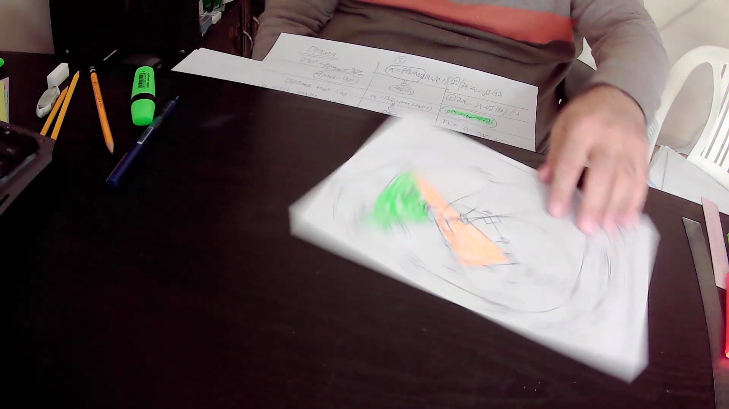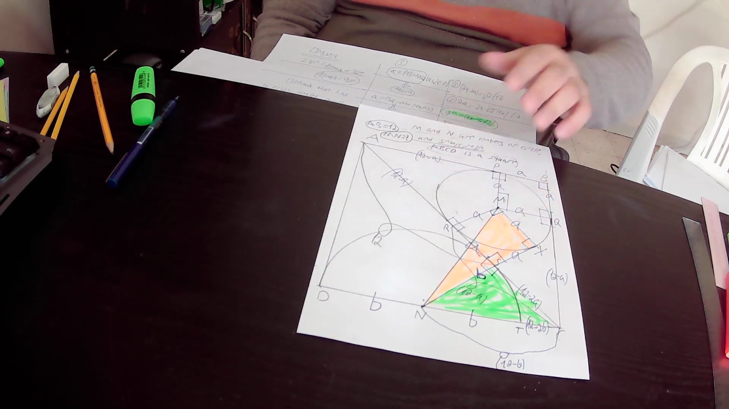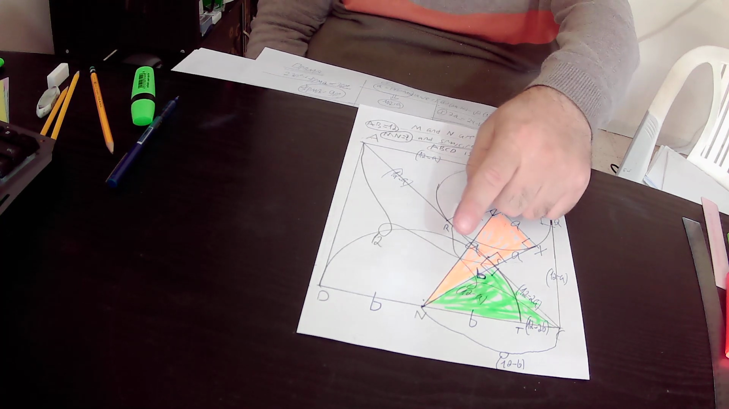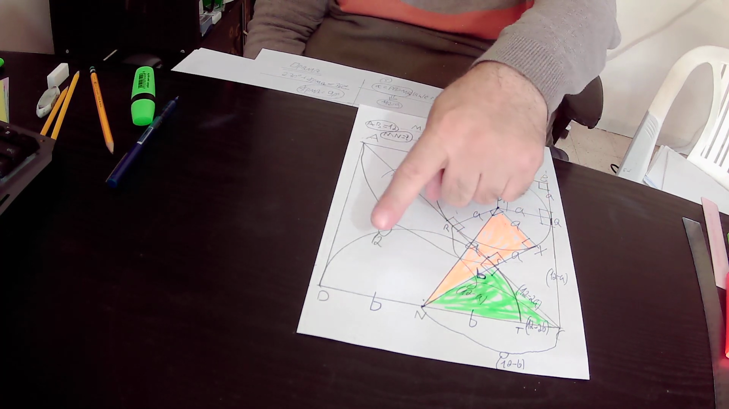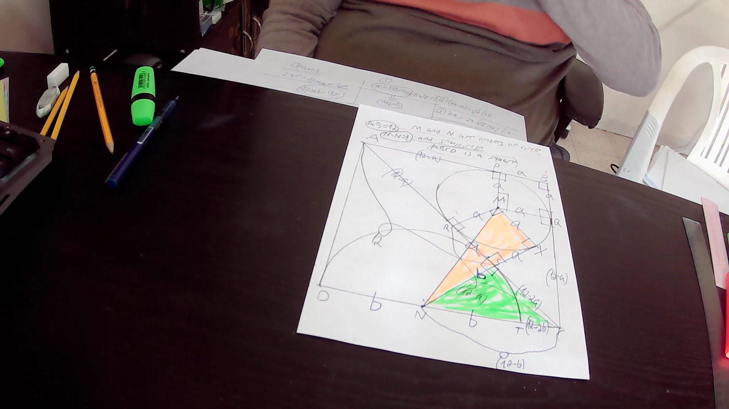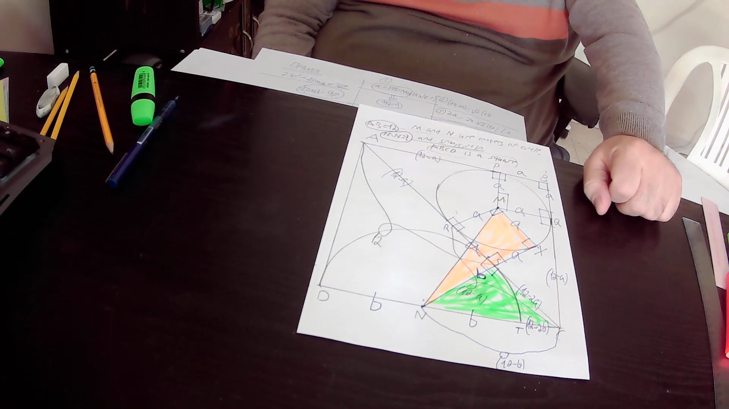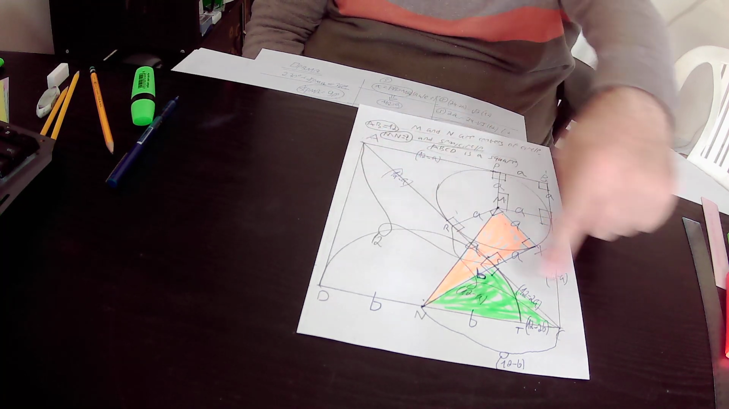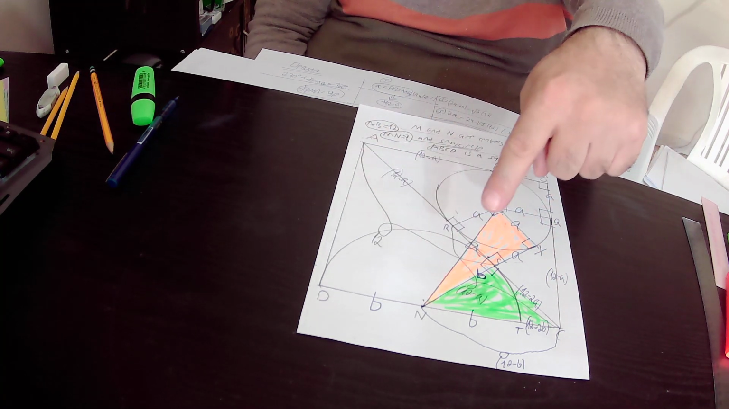Then we defined the radius of the semicircle as B, therefore DN is equal to B and NT is also equal to B. They are both the radii of the semicircle. And what is the value of TC? TC will be equal to DC minus DN minus NT.